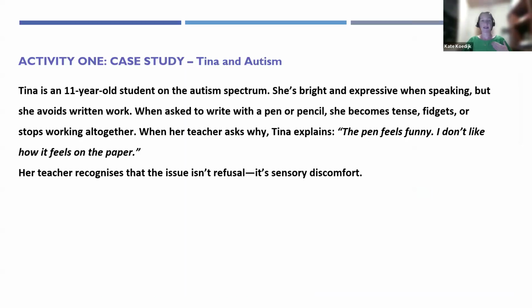So we've just got a case study here, and I really like your thoughts on this. I'll just read it out. Tina is an 11-year-old student on the autism spectrum. She's bright and expressive when speaking, but she avoids written work. When asked to write with a pen or pencil, she becomes tense, fidgets, or stops working altogether. When her teacher asks why, Tina explains the pen feels funny. "I don't like how it feels on paper." Her teacher recognizes the issue isn't refusal, it's sensory discomfort.